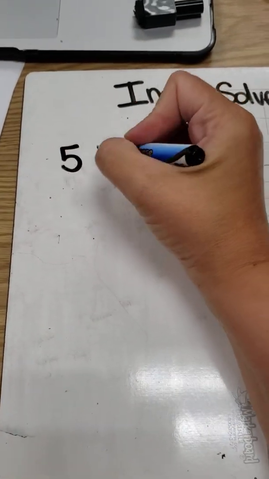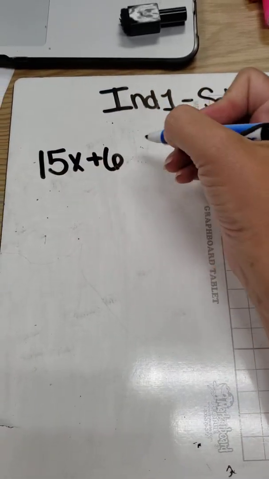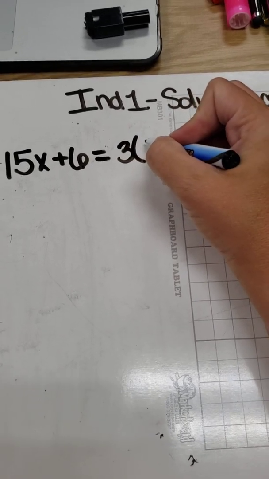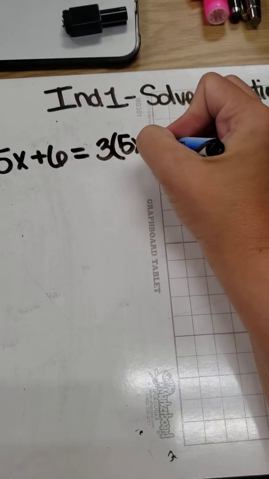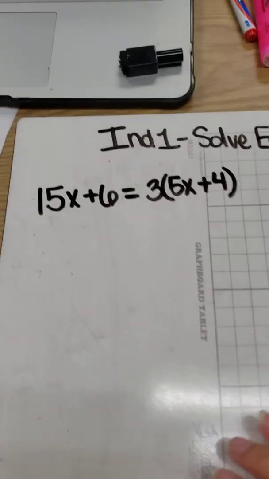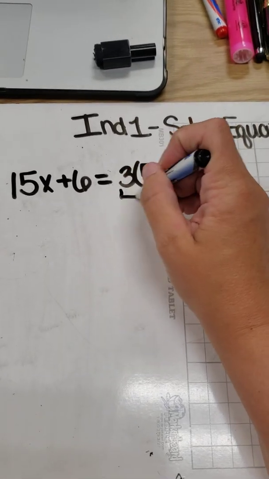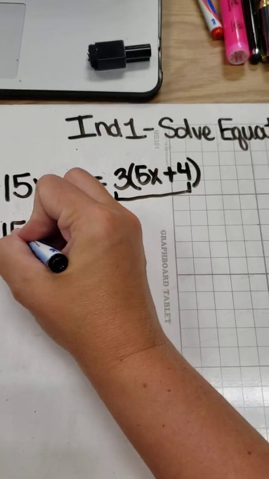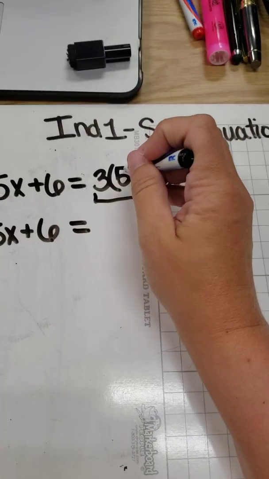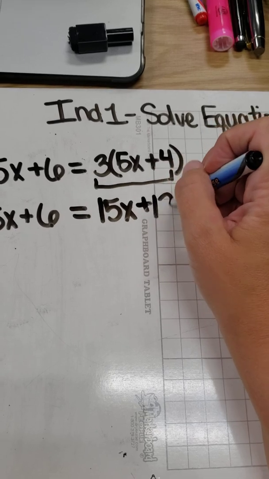All right, so we have 15x plus 6 equals 3 times 5x plus 4. Okay, so for equational success, as we talked about yesterday, the first thing we have to do is distribute if you have parentheses, so we got to take care of this. So the 15x plus 6 doesn't change. But then on the other side of the equal sign, we have to distribute. So 3 times 5x is 15x, and 3 times 4 gives us a plus 12.